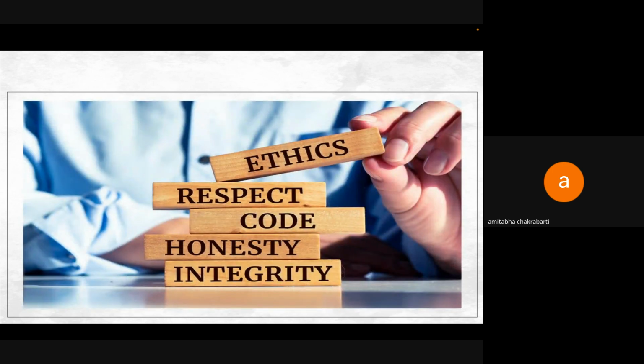Now let's come to the most important question, that is ethics. Ethics of this robotic platform, ethics of robotic surgery. And this is very important and less frequently discussed.